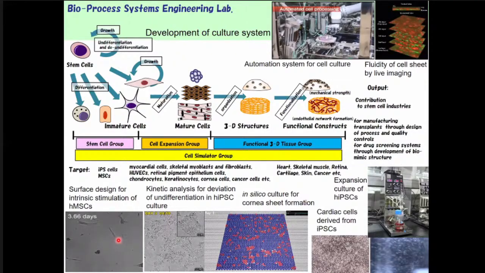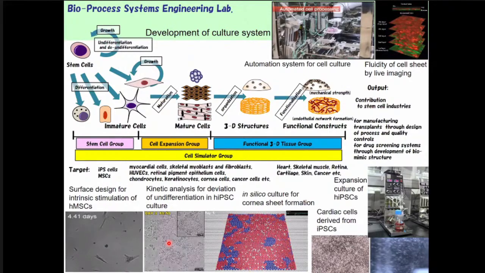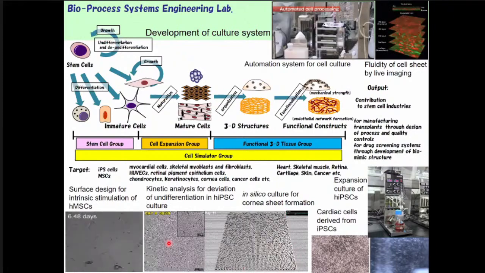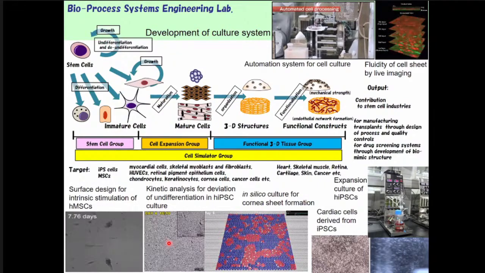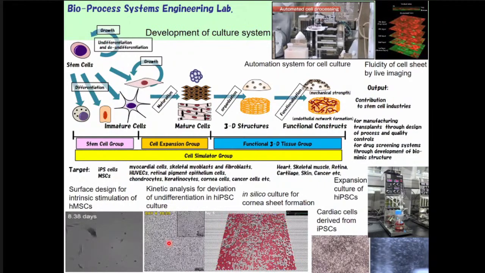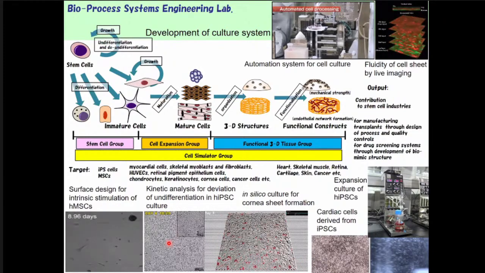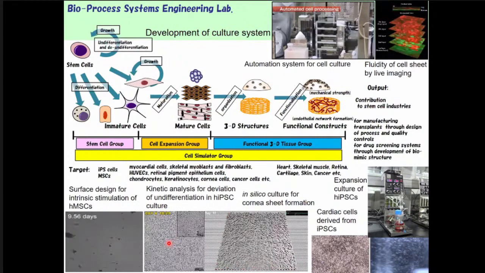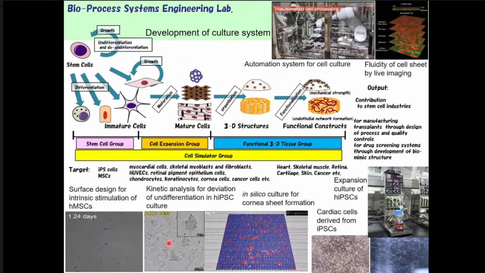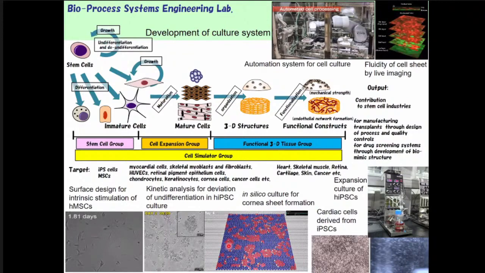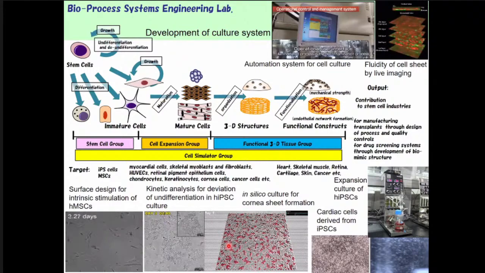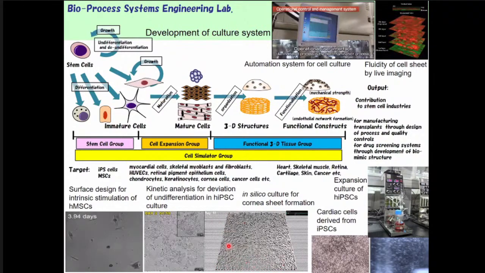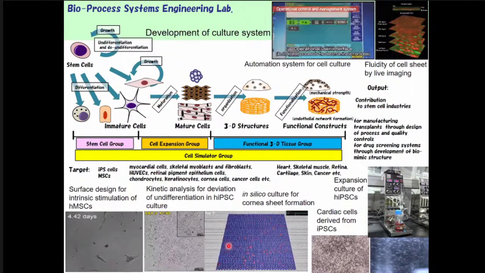And here, this is iPS cell culture, induced pluripotent stem cells. I collaborate with many professors in Japan on iPS cells. Especially, I prepare a kinetic analysis of the deviation from the undifferentiated state in human iPSCs. My background is not cell culture. My background is computational work. So I want to realize the culture surface in a computer, I mean in silico culture.